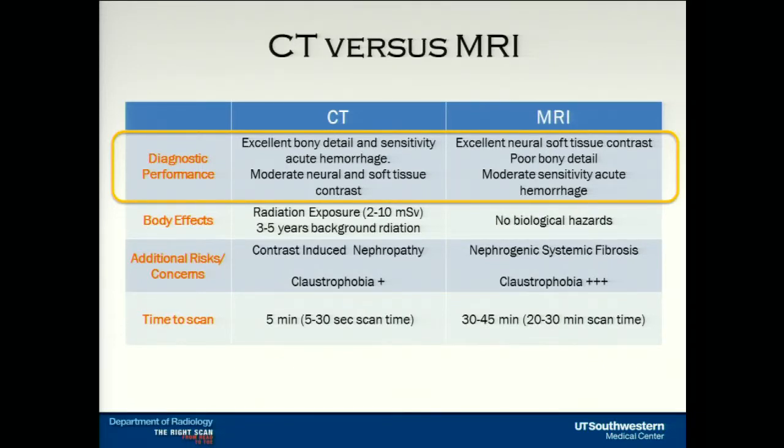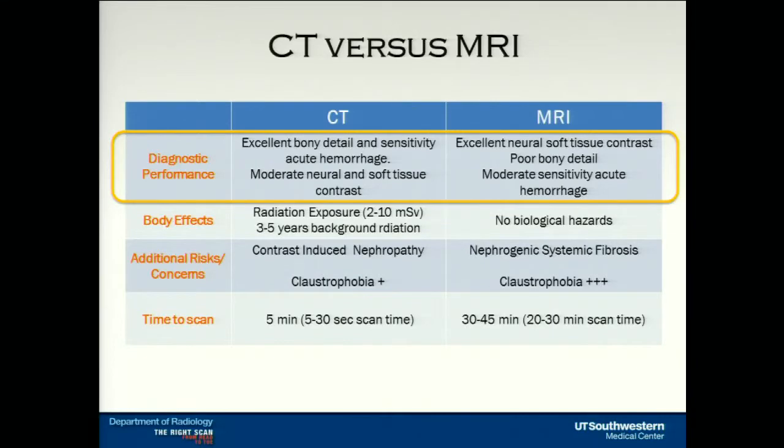MRI, on the other hand, has excellent neural soft tissue contrast with great flexibility for most diagnoses. It has poor bony detail and only moderate sensitivity for acute hemorrhage. So MRI actually is the standard and the most efficient imaging study for most of the neurological applications other than trauma and some specific life-threatening situations in the ER. So sometimes ordering CT before an MRI actually doesn't save costs, as Dr. Rofsky has mentioned.